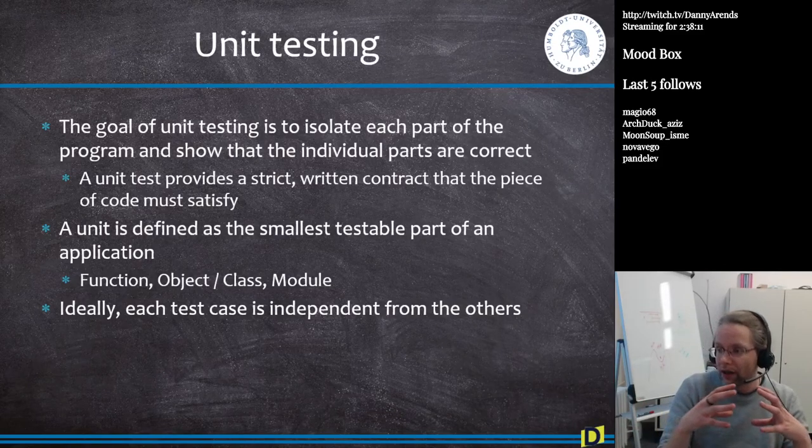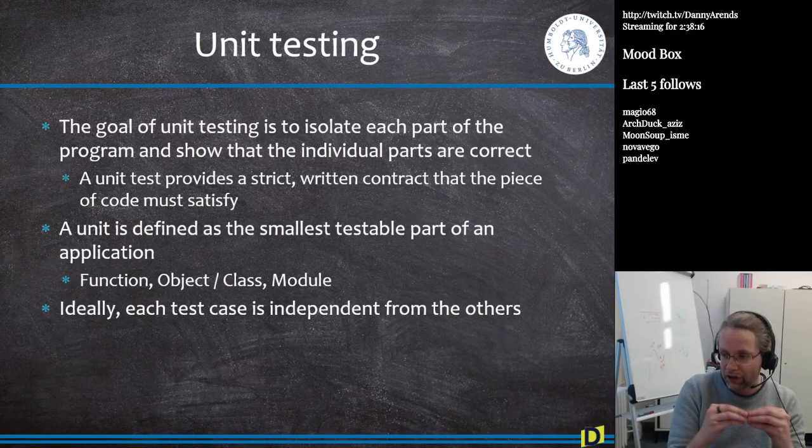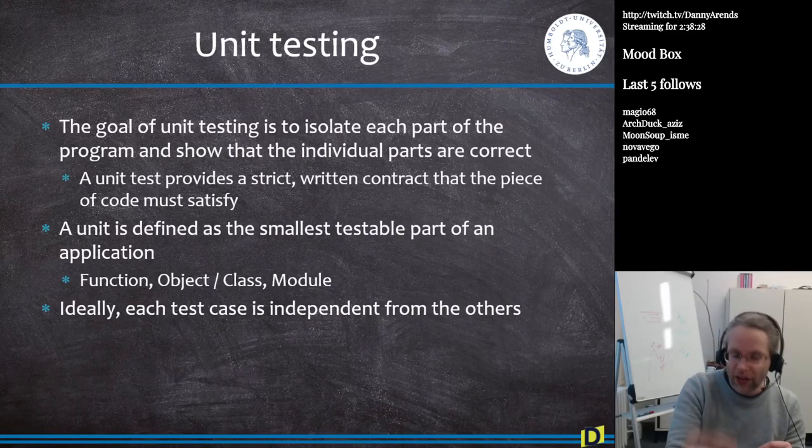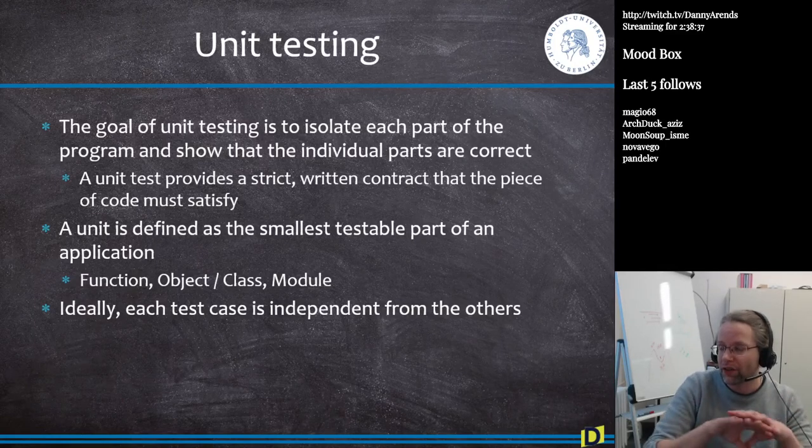So by testing the individual functions. It's generally a function that you test, or an object, or a class, or a module. But a unit test is kind of a written contract. It says that if I give this function the number 10, it should always produce 12. That is a way to put a kind of test harness around your code, and it gives you confidence when you start changing your code.